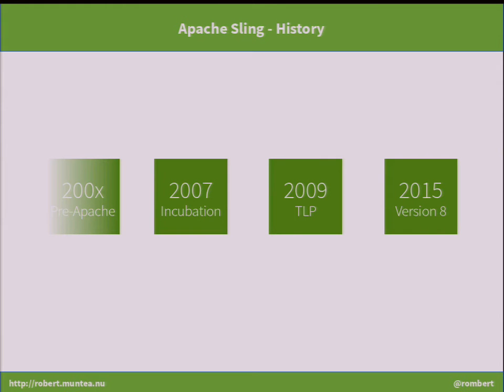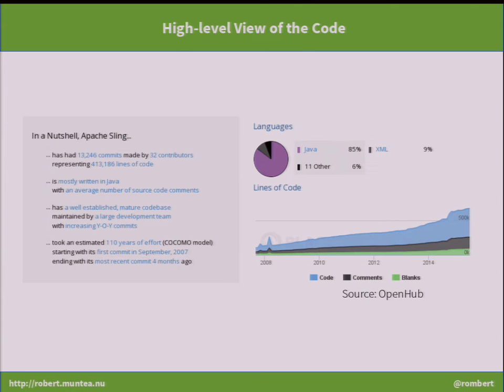Now, a bit about Sling. We're obviously an Apache project. This is 2015, we had our release number 8. We've been with Apache since 2009 as a top-level project, and 2 years before that we entered the incubator. So about a 10-year mark in terms of age maturity.